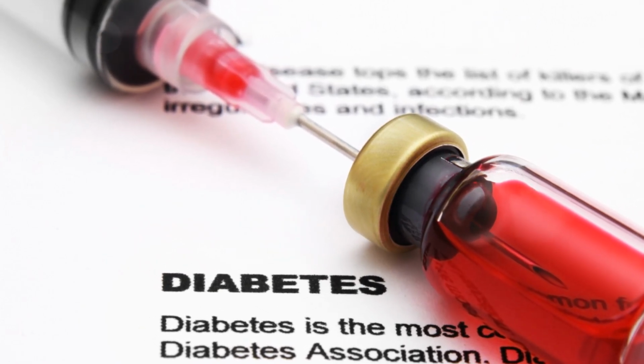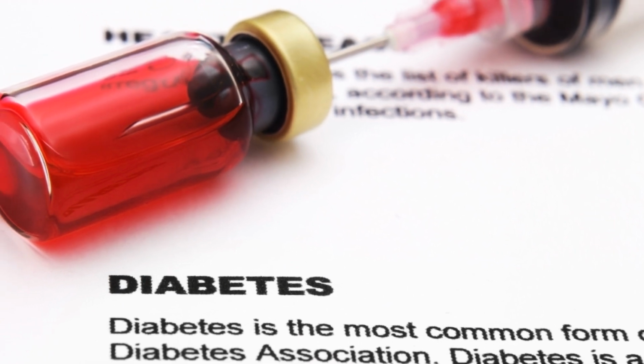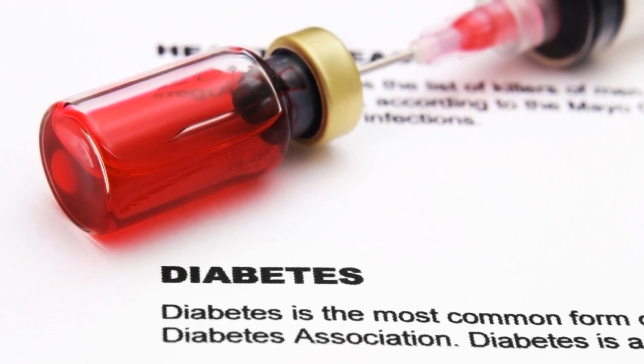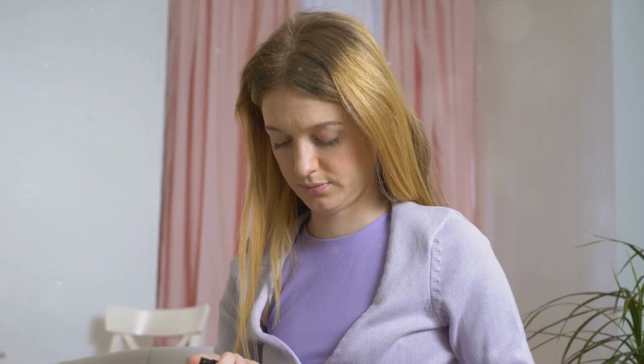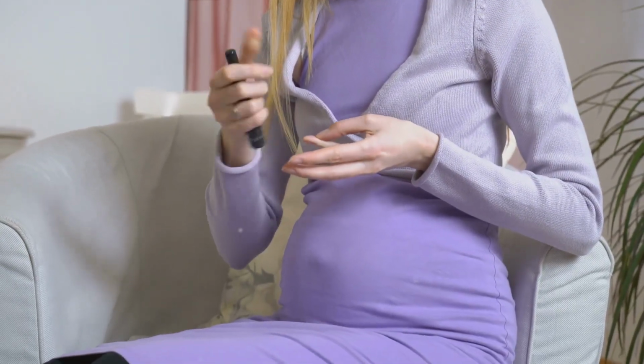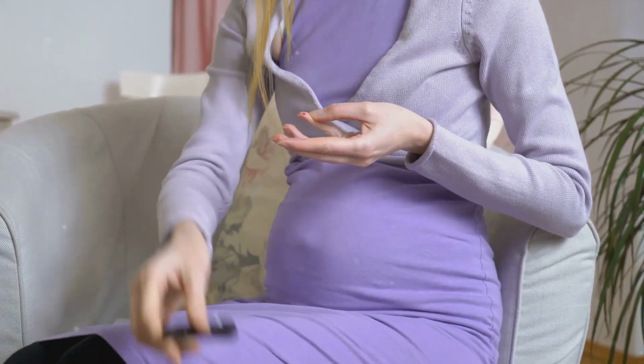To conclude, diabetes is a complex condition with diverse types and implications, but knowledge of it can empower us to manage and even prevent it to an extent. Gestational diabetes develops during pregnancy and usually goes away after the baby is born.